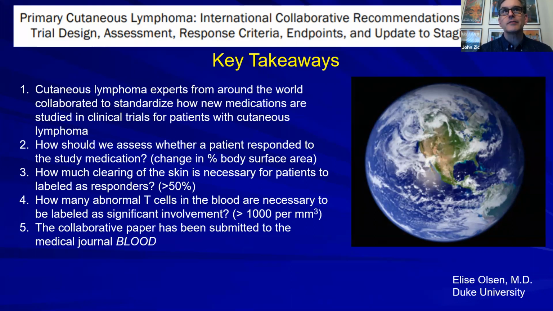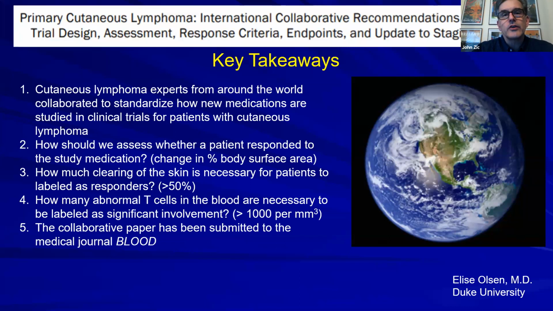This was done approximately 7 years ago, and it was time to update the recommendations for trial design and assessment and the other things listed there. Some of the questions that this significant collaborative paper was meant to answer included, how should we assess whether a patient has responded to a study medication? And because cutaneous lymphomas always involve the skin, but can sometimes involve lymph nodes and blood, this is a little bit more complicated question than you can imagine.